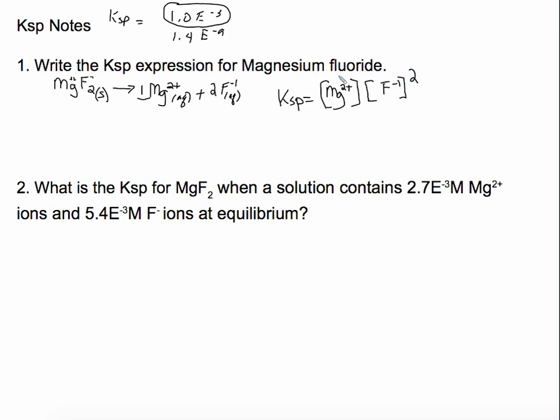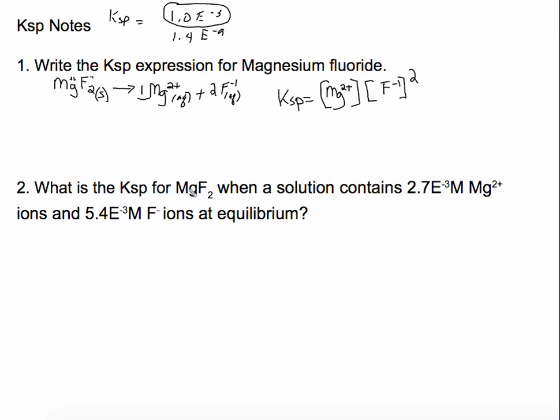A big mistake is somebody putting a 2 in front of the F. No, that doesn't go there. You take care of that in the ICE table. So it's just the ions in brackets and then whatever power they go to. So that's your Ksp expression for magnesium fluoride.